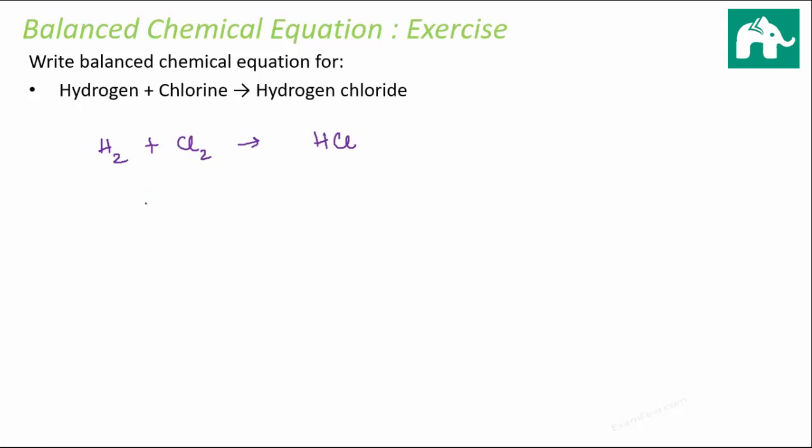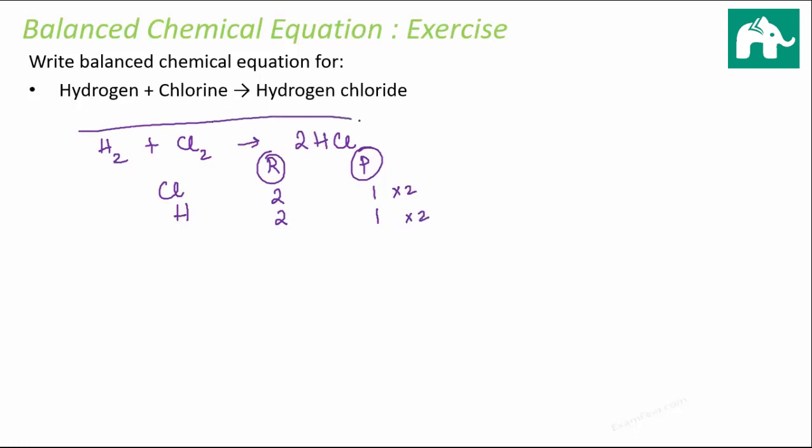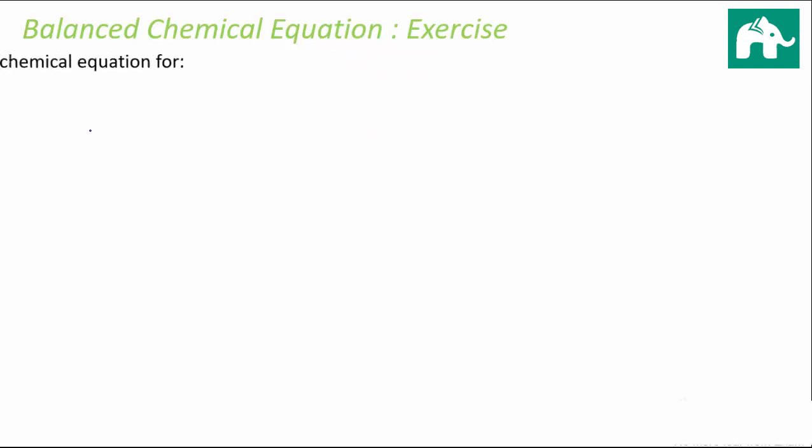If we have to balance this, will you be able to balance it? I'm sure you'll be able to do it on your own, but still let's do it once. Chlorine will have more priority over hydrogen. Then the number of atoms on the reactant side and product side: the number of chlorine atoms on the reactant side is 2, product is 1, and hydrogen also 2, 1. In order to balance this, we need to multiply 2 on the product side. Basically, here if you multiply by 2, you get a balanced chemical equation. Let's try the next one.